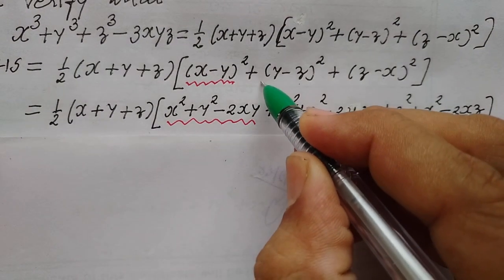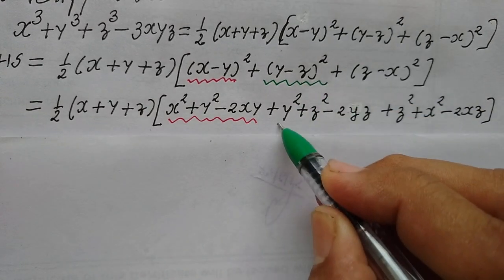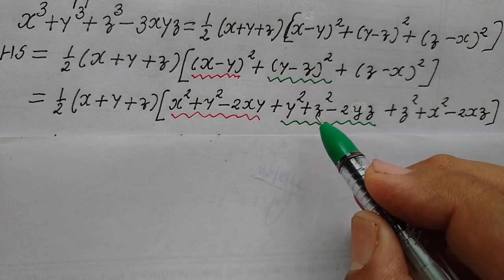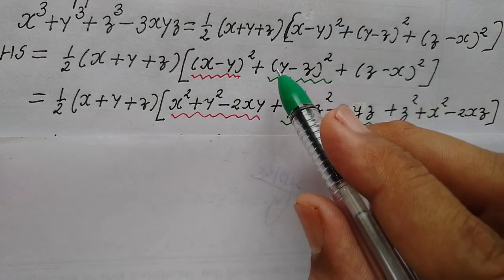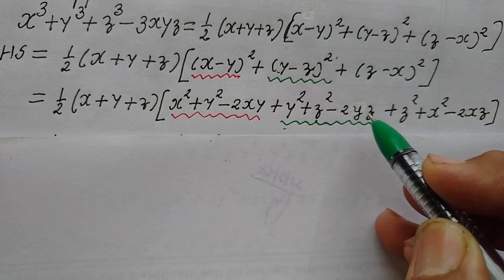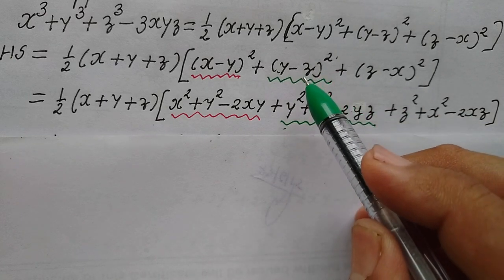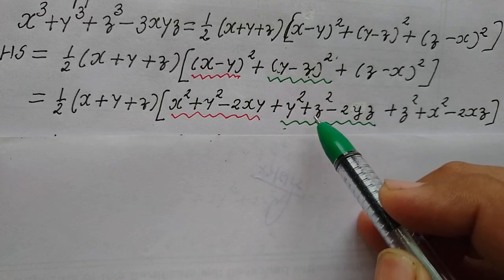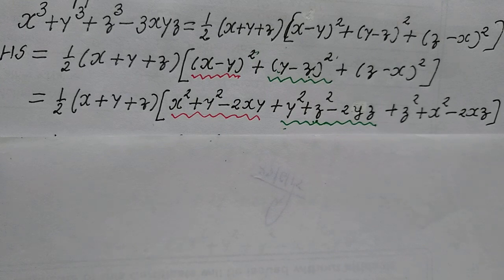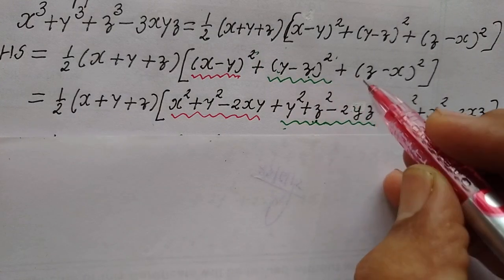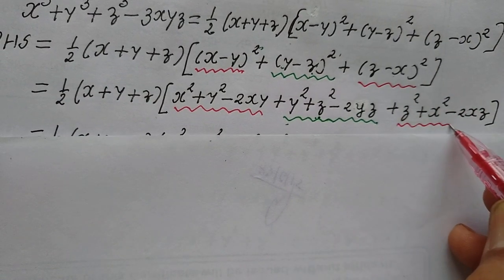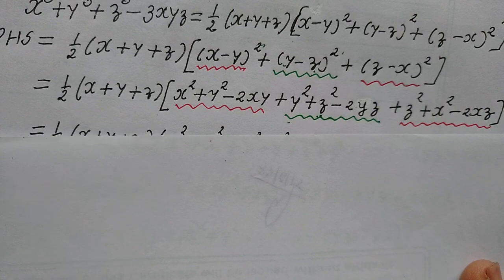Now y minus z whole square is what? It is y square minus 2yz plus z square. Children, I have just changed the order. y square and z square written first, then minus 2yz written. See children, here this z square should always be positive. Similarly, here also y square is positive. That small thing you keep in mind. Now z minus x whole square, this is z square plus x square minus 2xz, children.